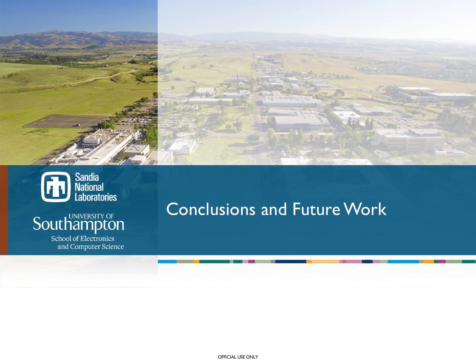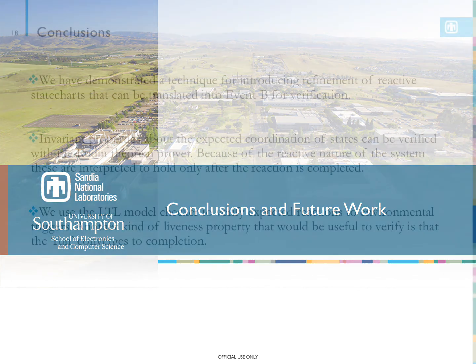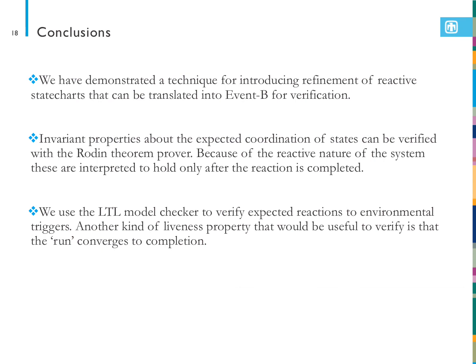The final section of this presentation is conclusions and future work. During this presentation, we demonstrated the use of the refinement principles applied to a reactive state chart and how we translate that state chart to Event-B for verification. The rules of refinement that are used are such that we are able to preserve safety properties in the form of invariant properties, which are proven using the Rodin theorem prover.